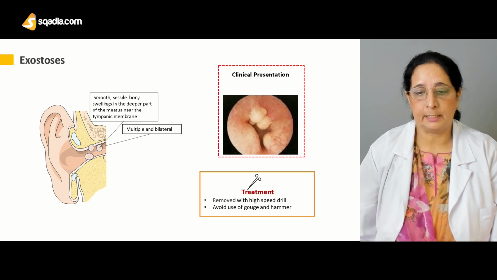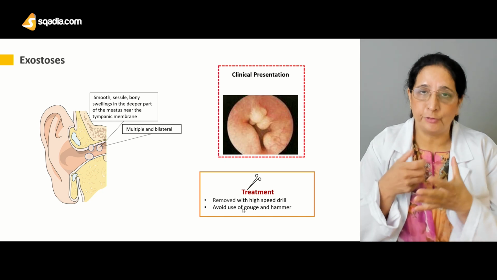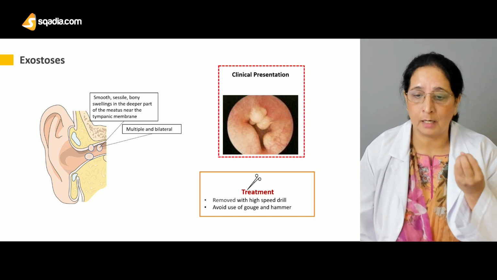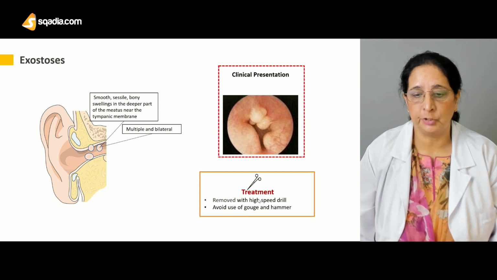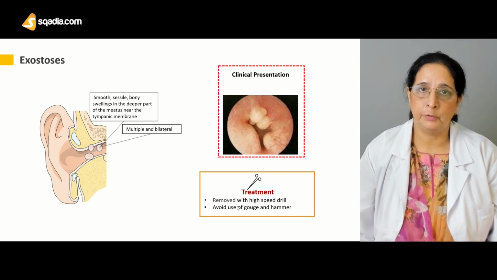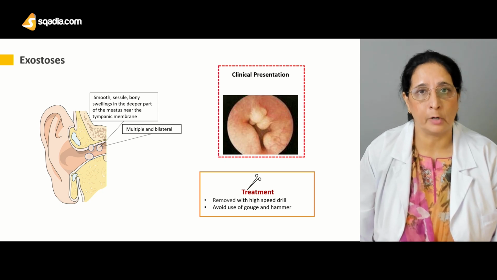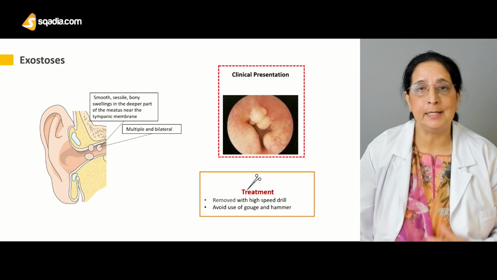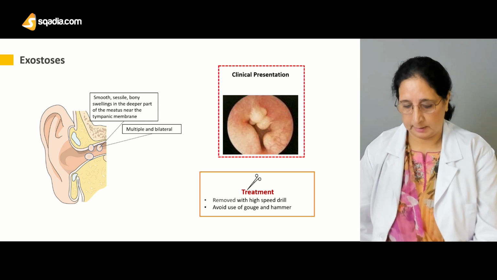Treatment of these exostoses is with a high-speed drill. Drilling is important because they are hard. So to remove these, a high-speed drill is used. Use of gouge and hammer should be avoided. So a high-speed drill is used for the removal of these exostoses.